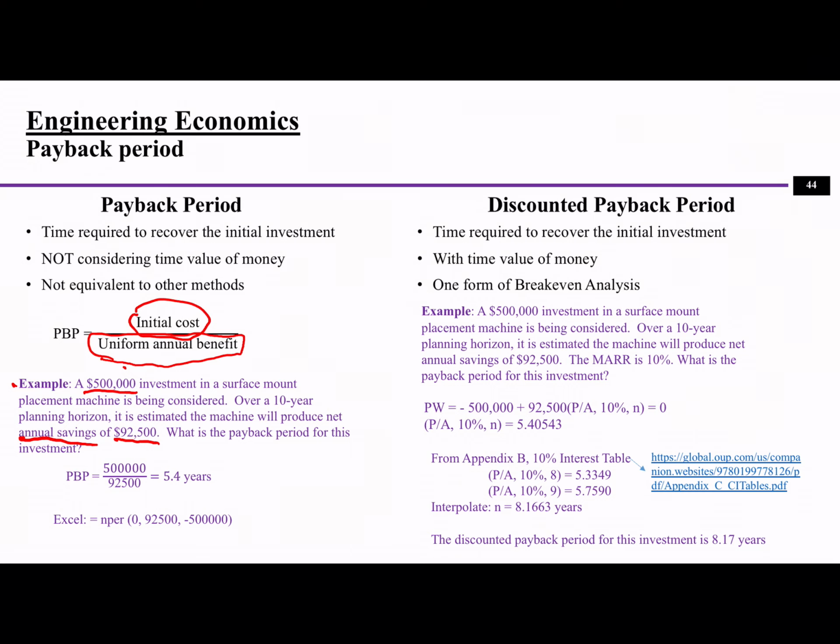All right, and the $500,000 is the investment going out of our pocket, and they want to recover that without considering the time value of money. We simply use the investment divided by the annual savings, 500 over 92.5, so we get 5.4 years. Which means we can get our payback period in 5.4 years.